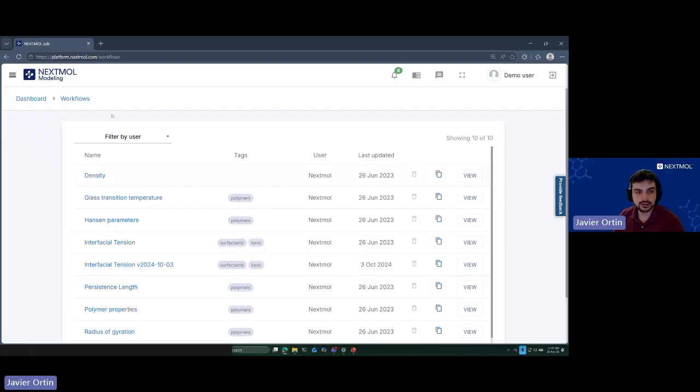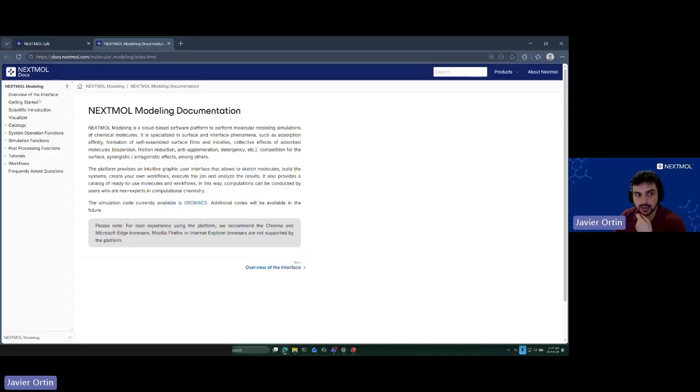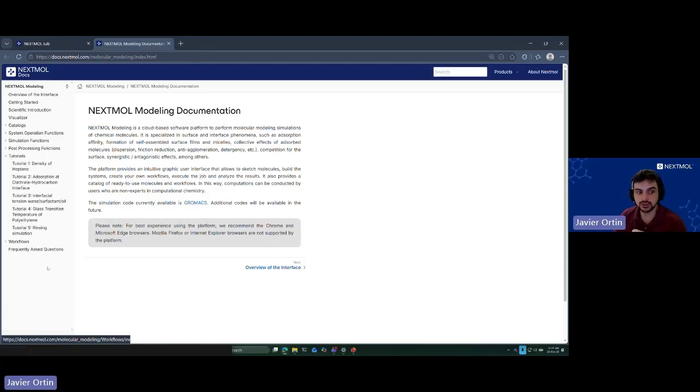And finally, just to end this demo, we would like to show that we have a documentation page in which everything is well described in order for the user to understand how every single part of the platform works. And also the user will be able to find, for example, which post-processing functions we have, or some tutorials which will help with the first steps of using the platform. So I think that with this we can end this part of the webinar.